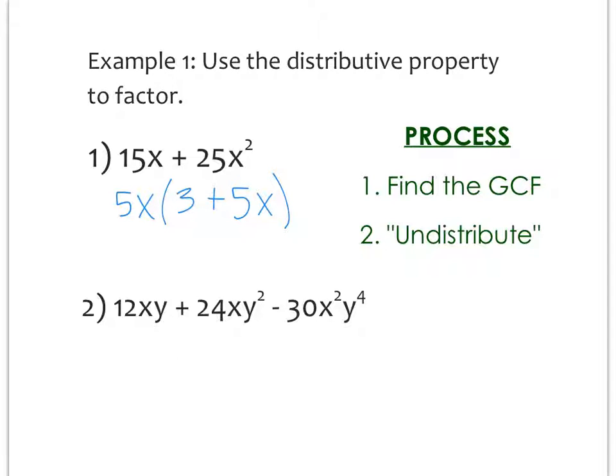Now I can check my work and say, okay, 5x times 3 is 15x, and 5x times 5x is 25x squared, and make sure I get what I originally started with. And I do, so I know that I'm right. I'm just going to get rid of that so you can see my answer clear. And now let's look at number 2.